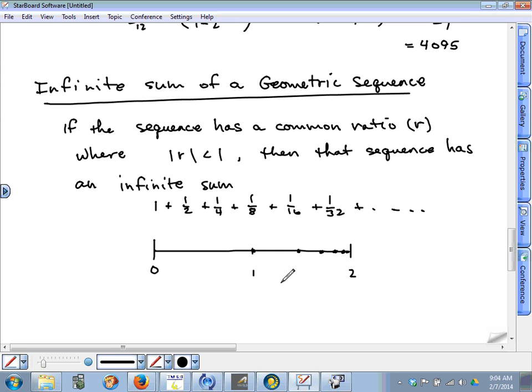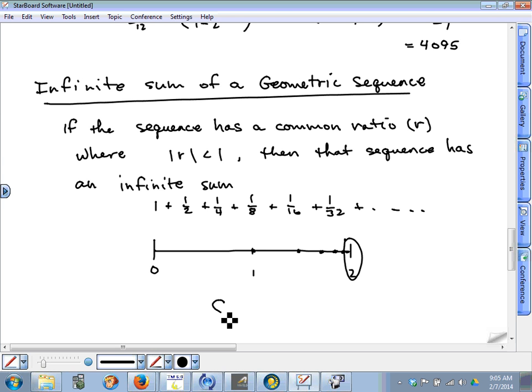What number are we never going to reach but get infinitesimally close to? We're going to get as close as we ever could to 2, but we're never going to exceed 2. That's why this is considered to have an infinite sum. The number that this sequence approaches but never actually reaches is considered to be the infinite sum. Why is it that we're never going to reach 2? It's because we're going halfway each time, halfway to the end total. So if we're only traveling half the distance every time, we're never actually going to reach that sum, but we're getting infinitesimally close to it.